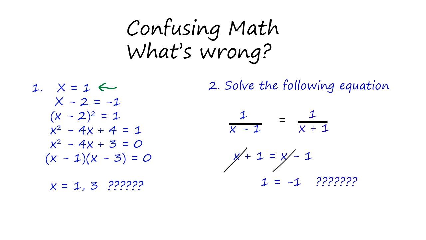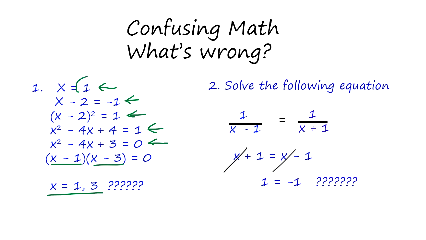So 1 minus 2 is negative 1. That's correct, right? And you take a square on both sides, then you get this, right? So you remove 1 from both sides, you get this. And you know how to factor it, right? So x equals 1 and 3.